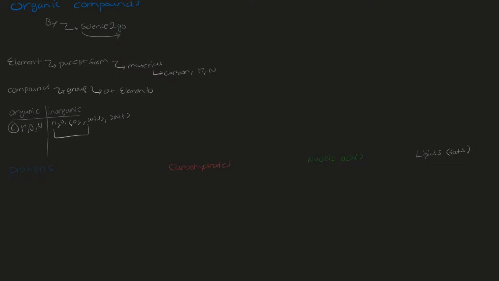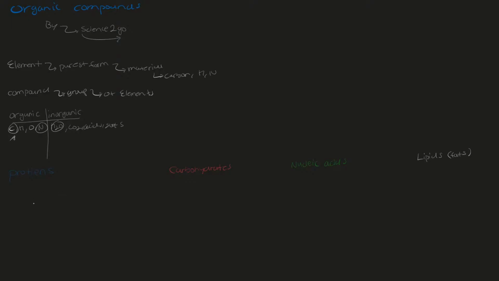And essentially, that's all you need to know for this portion, but you'll be able to combine your knowledge now and say, okay, an organic thing has to have carbon in it, hydrogen and oxygen, sometimes nitrogen, and compounds are just a group of elements. So let's take a look here at our best friend, proteins.